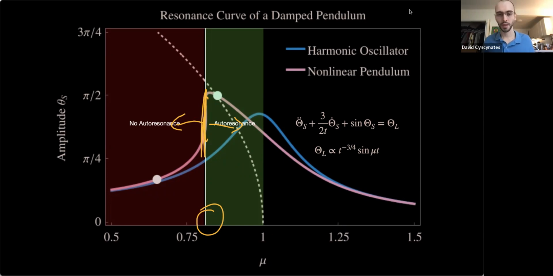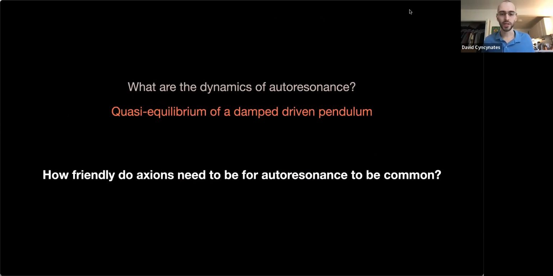So with that said, I've addressed the dynamics of autoresonance. They're just the quasi-equilibrium dynamics of a damped-driven pendulum. Crucially, the damping falls off faster than the driving, which is a scenario that naturally emerges in the cosmology of scalar fields.